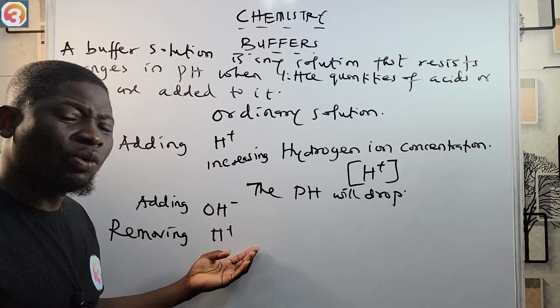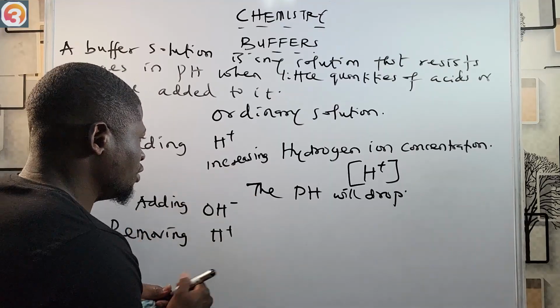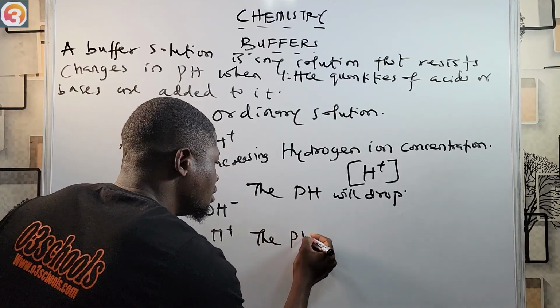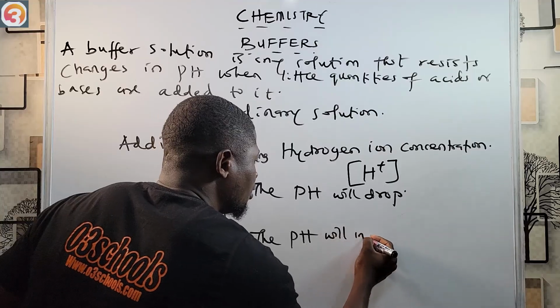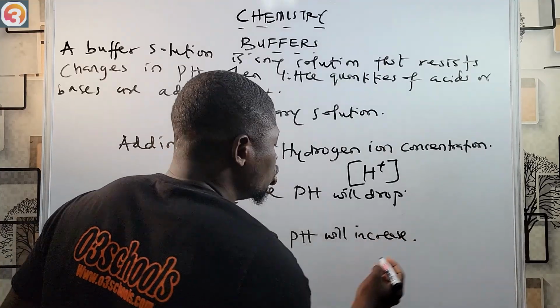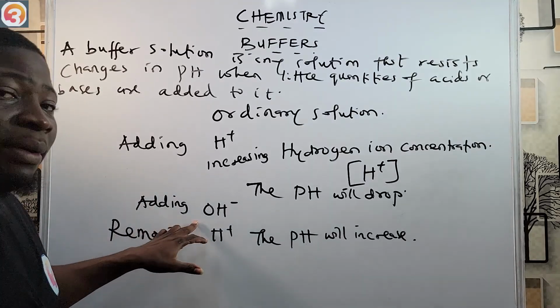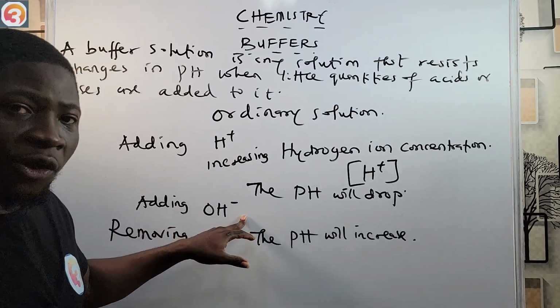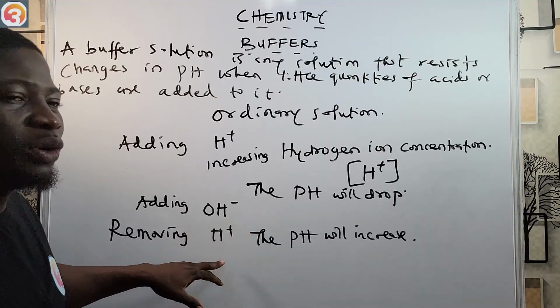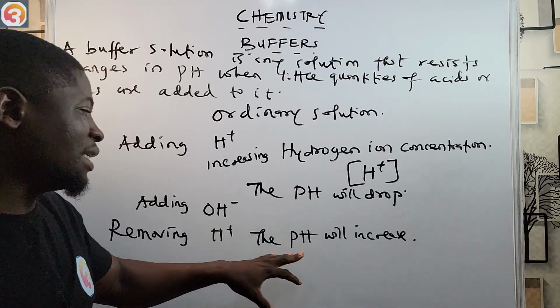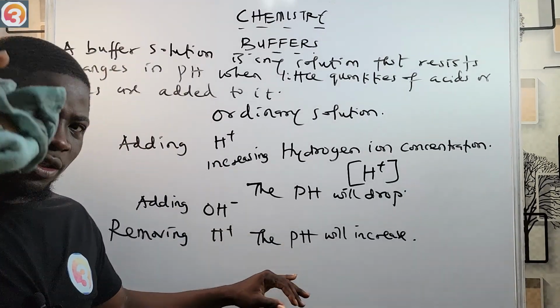increase. The pH will increase. It will not drop. So let's get this very clearly. When we're adding a base, it means we're adding hydroxyl ion, and then that means we are removing hydrogen ions, and that means that the pH will increase. It will go up.